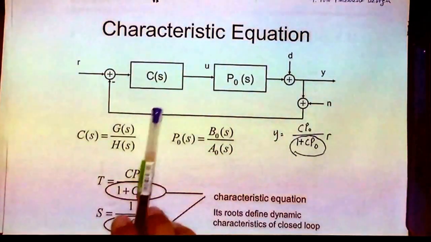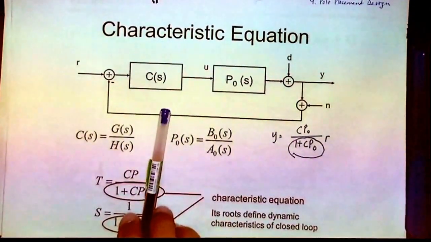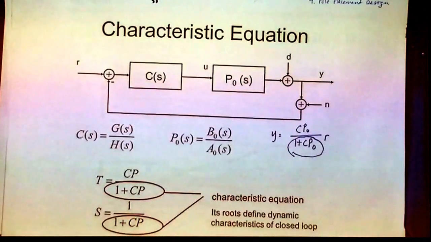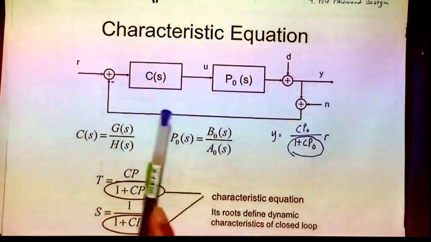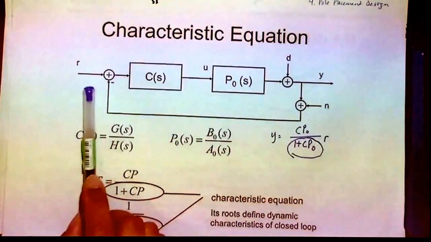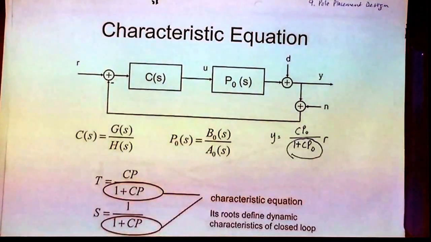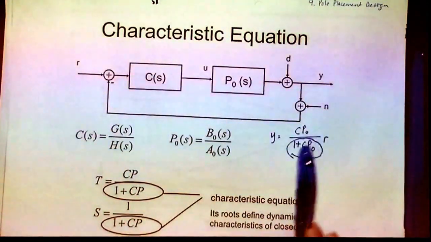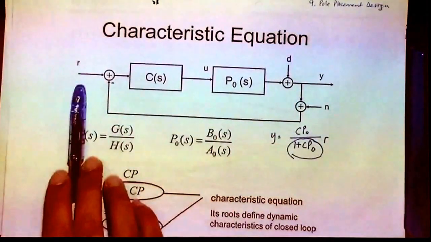This is our usual 2 degree of freedom control structure. But then now there's no F. So this is only 1 degree of freedom, because there's only C here. We got rid of F for simplification purposes. So just take note that the output Y is CP over 1 plus CP times R.